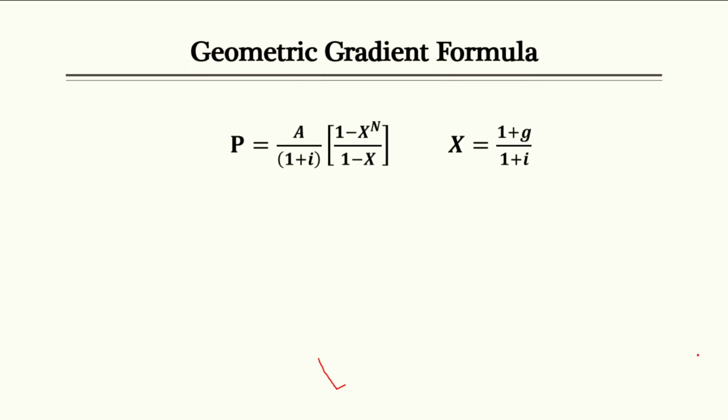So, for the formula, ito ang ating gagamitin na formula. P is equal to A over 1 plus I times 1 minus x raised to n over 1 minus x, where x natin ay 1 plus g over 1 plus I. So, same nomenclature pa rin sa lahat. Ang nabago lang dyan ay yung small letter g. Diba? Kapag big letter G, tumutukoy yan sa value ng pera. Kapag small letter g, percentage. Okay?